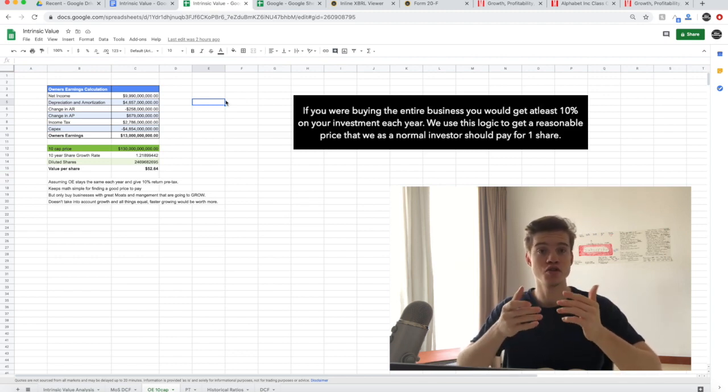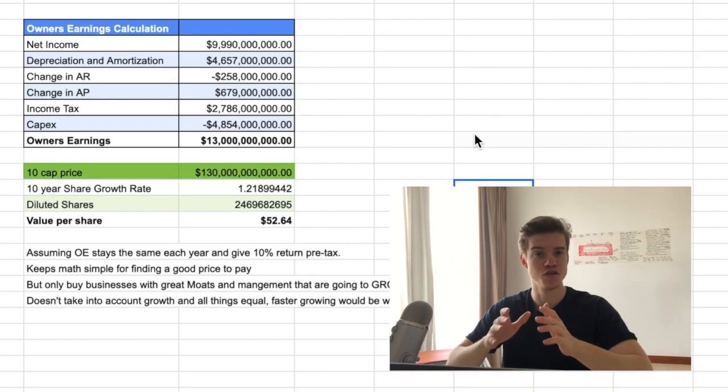So for example, if owner's earnings is $10,000, a reasonable price would be around $100,000 for that business, because each year you can take out $10,000. So every year you're getting around 10% of the money you invested. That's how you can think about this method. That's why it's called the 10 cap method. No company will have owner's earnings in their financial statements. This is something you actually have to calculate.